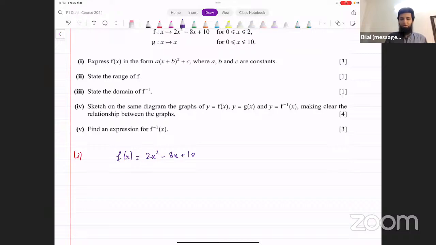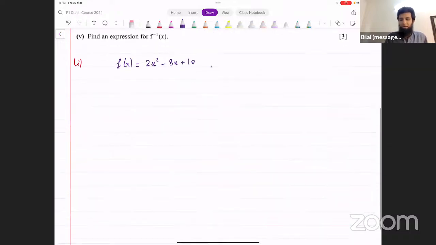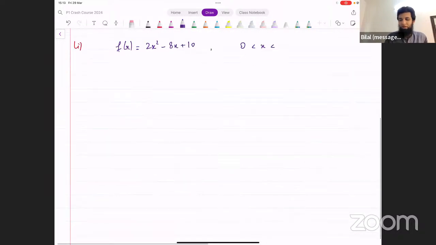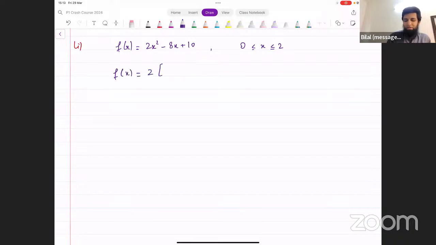We need to convert it to completed square form. Let's do that. Let's write the domain of the function as well. It's from 0 to 2 with both of them included. Now, how do you complete the square of this function? You first need to take 2 common outside. What does that leave you with inside? x squared minus 4x, and then leave some space, plus 5.